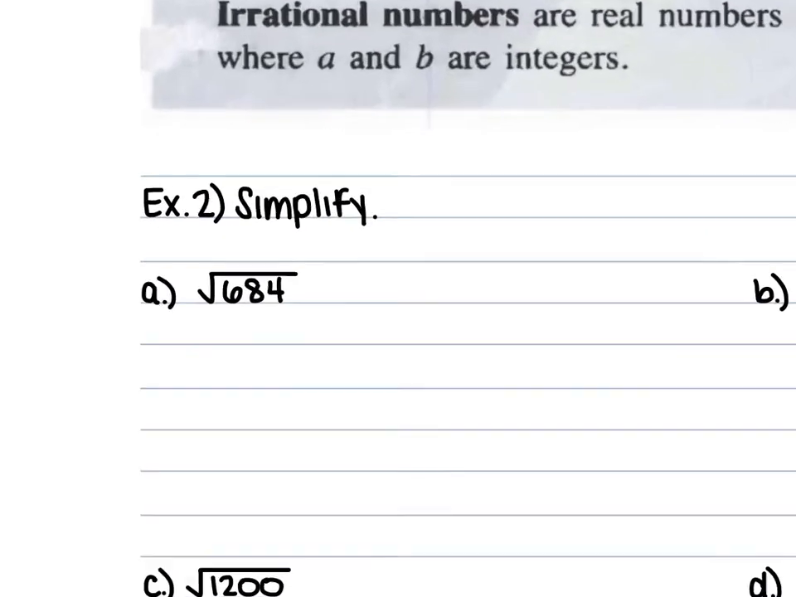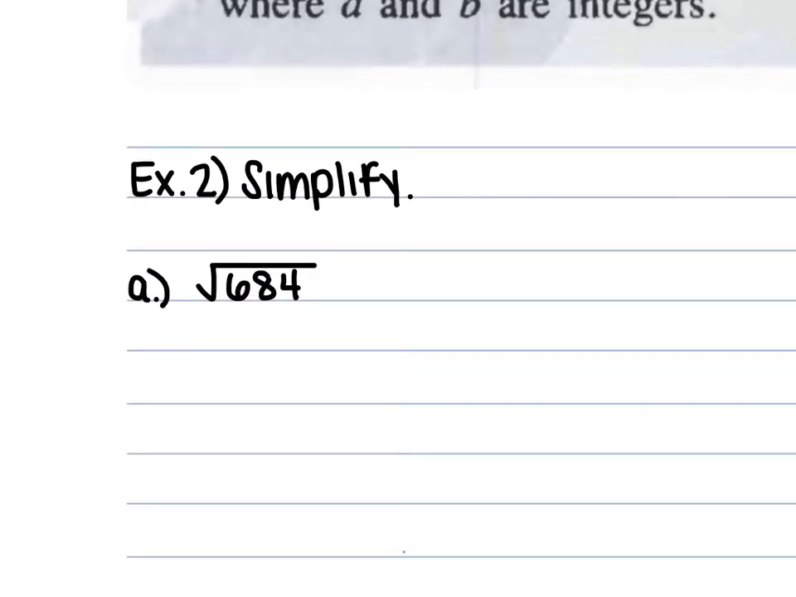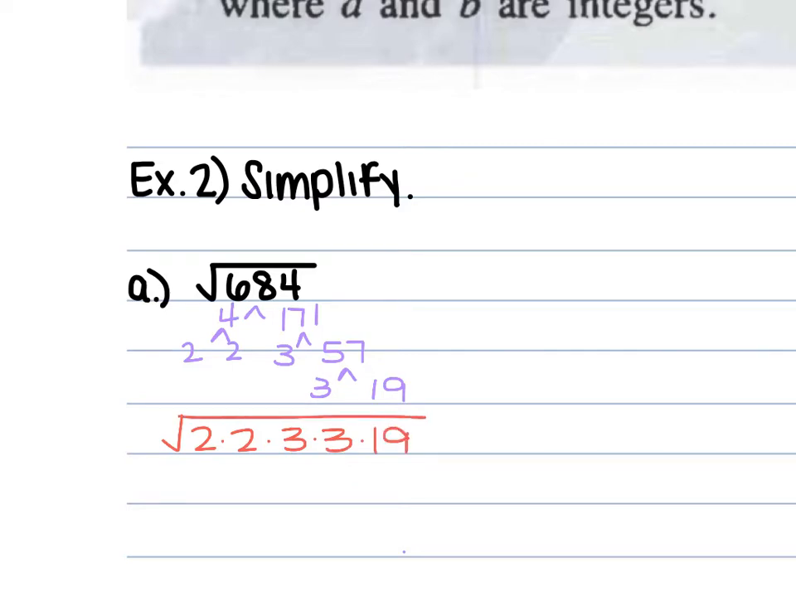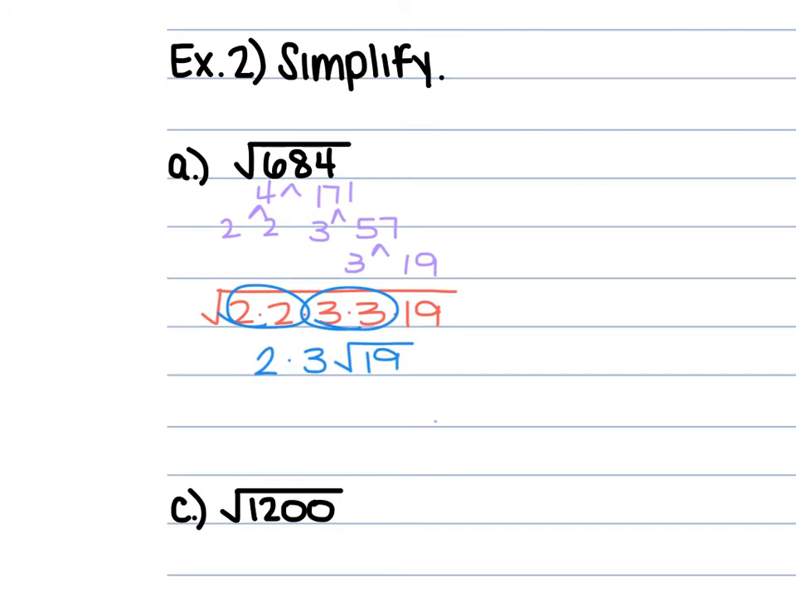If we look at example 2a, we have the square root of 684. 684 is 4 times 171. The 4 is 2 times 2. The 171 is 3 and 57. The 57 is also 3 and 19. So we're going to rewrite this as 2 times 2 times 3 times 3 times 19. So the 2 2's pair up, the 2 3's pair up, and then that square root of 19 is staying.